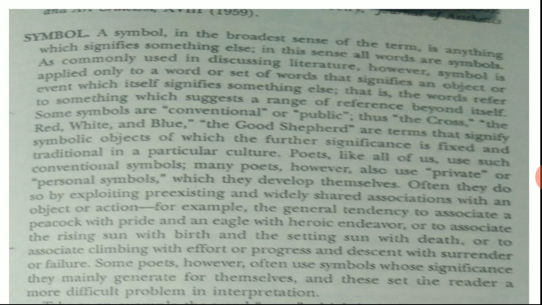Private and personal symbols are the symbols which are invented by the poet himself or the writer himself, and we can understand the meaning of those symbols if we read more of the work of that writer. So we can say that some symbols are conventional or public. For example, the cross, the red, the white, the blue. The cross stands for Christ, Christianity. The red for strength, power, white, innocence and purity. The good shepherd means Jesus Christ. So these are the terms that signify symbolic objects of which the further significance is fixed and traditional in a particular culture.